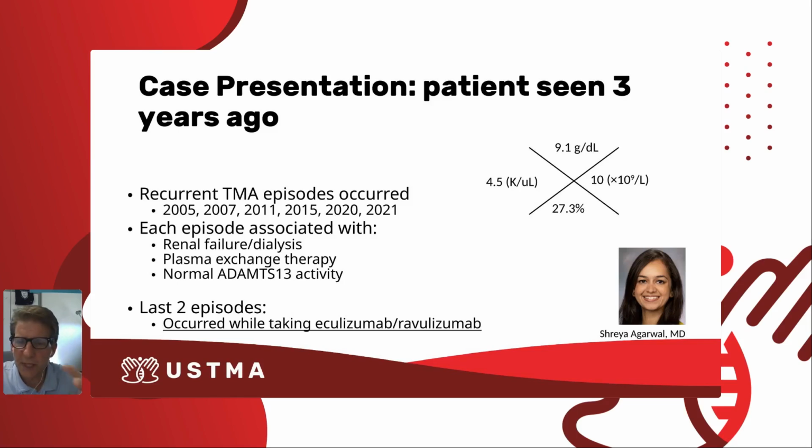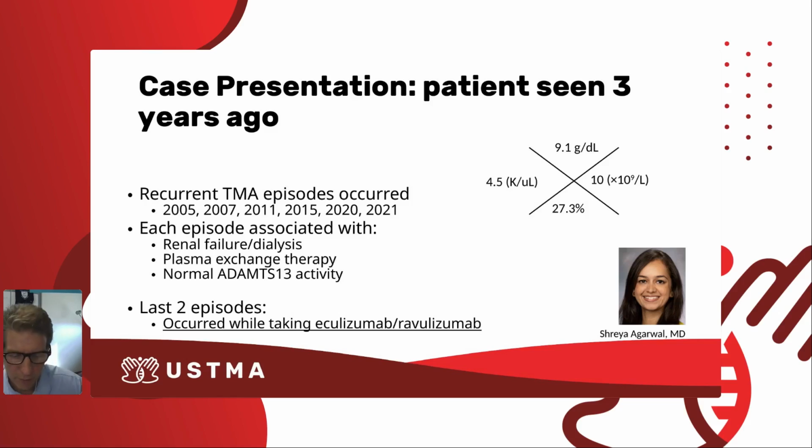And the nomenclature here is what physicians use, and that 9.1 refers to the hemoglobin, the 4.5 is the white count, and the 10,000, or the 10, is the platelet count there. So each one of her episodes was associated with renal failure and the need for hemodialysis. She had plasma exchange therapy, but was found to have on numerous occasions normal ADAMTS13 activity. So this is not a congenital or immune-mediated TTP case. So what you have here is a lower platelet count, but also greater degrees of renal injury. So it's a bit perplexing. It's not quite TTP or AHUS.